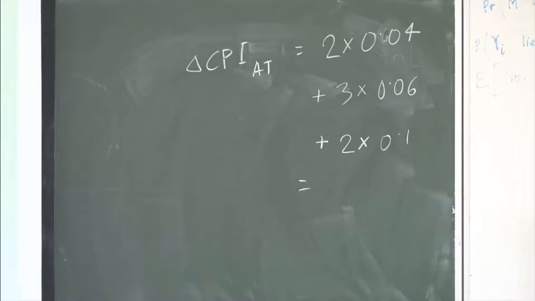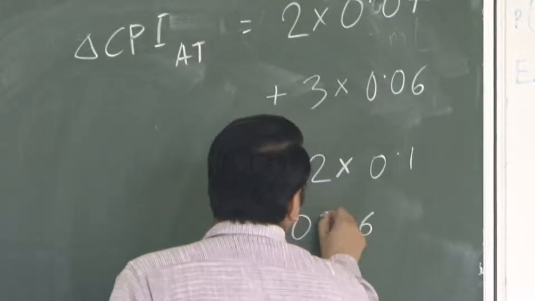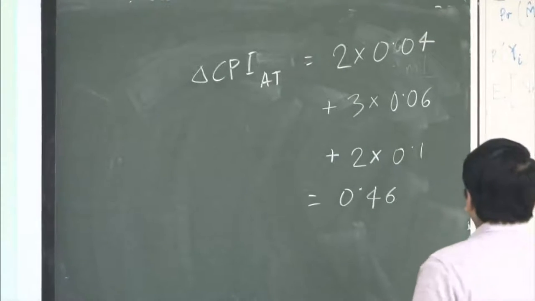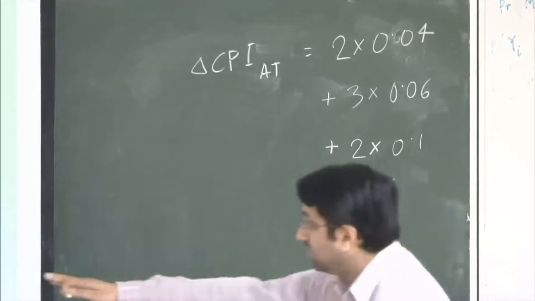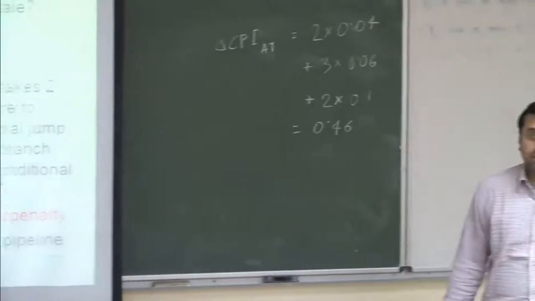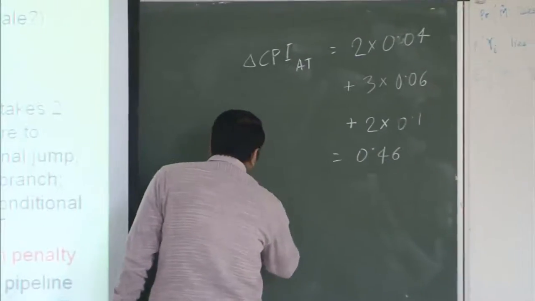So how much does it come to? 0.46? Right? So you can see that we save something. We save delta CPI 0.1, which is a big deal. Right? What about the other one?